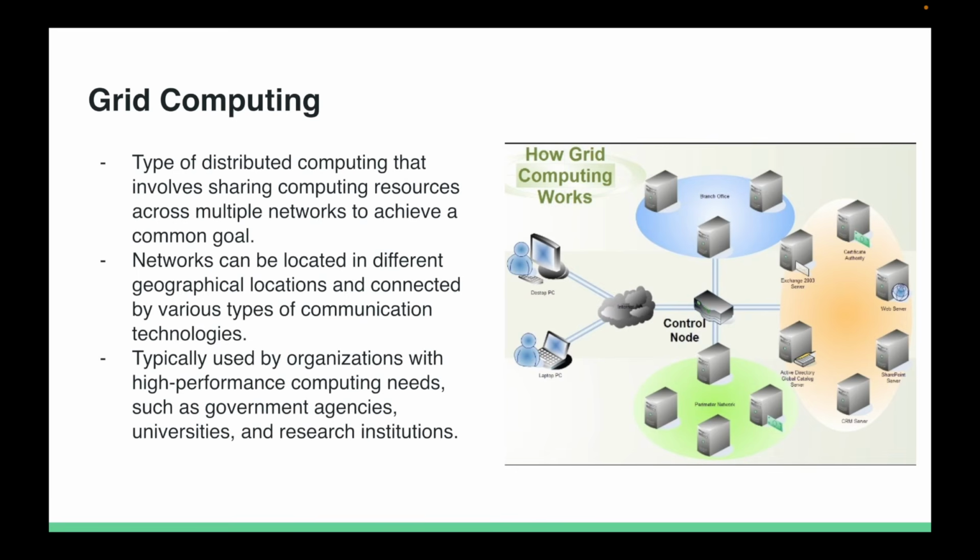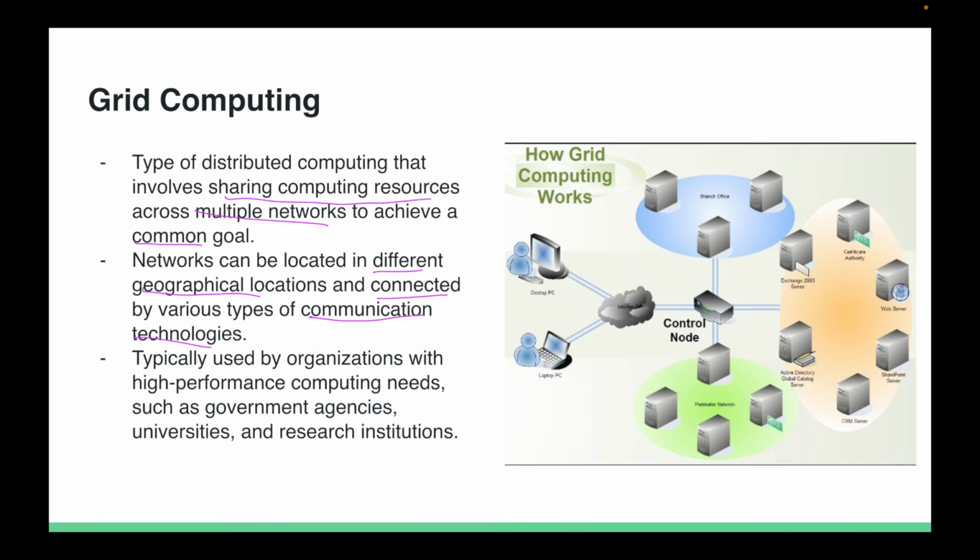Now, grid computing is a type of distributed computing that involves sharing computer resources across multiple networks to achieve a common goal. So this means you've got computer networks in different countries potentially that are all having their resources, including their memory, their storage, and their processing power, devoted to a common task. Different geographical locations, and they could be connected by different types of communication technologies, although most likely they're going to be connected via the internet.